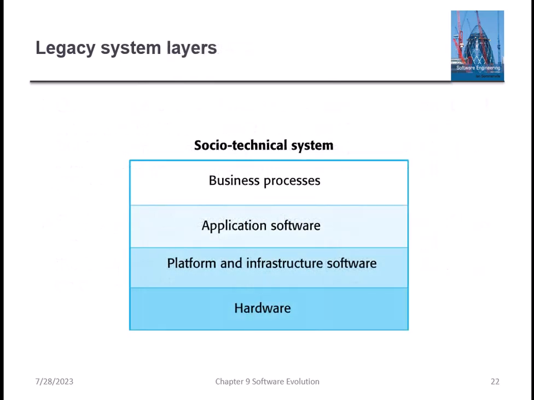So, legacy system layers: these are the four basic layers. The first layer is the business process, which is designed for a particular objective. Then application software, and platform and infrastructure with supporting software, and then hardware. All our operating system and necessary drivers come here, and then at the higher level there is application software.